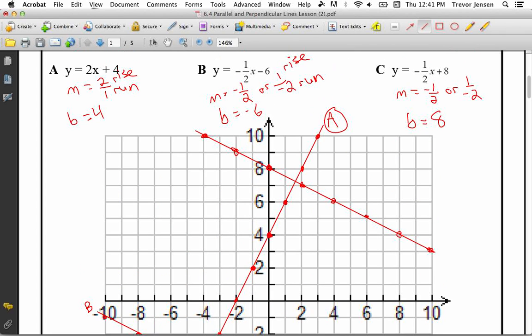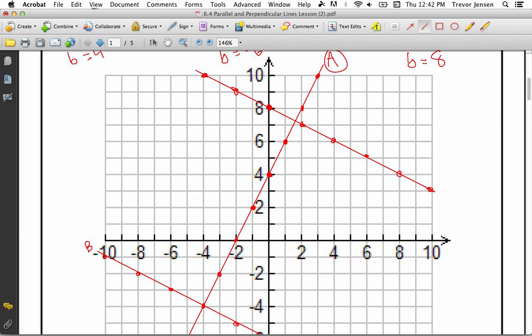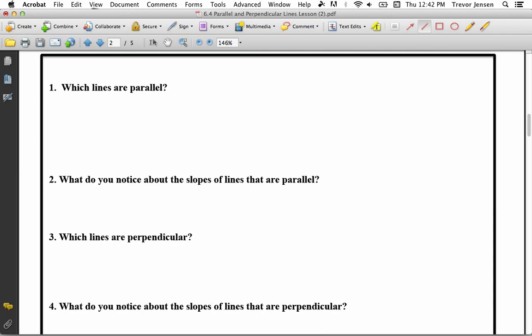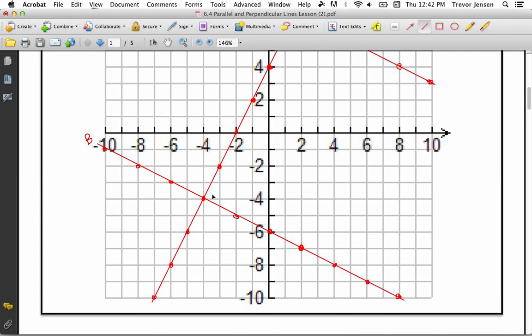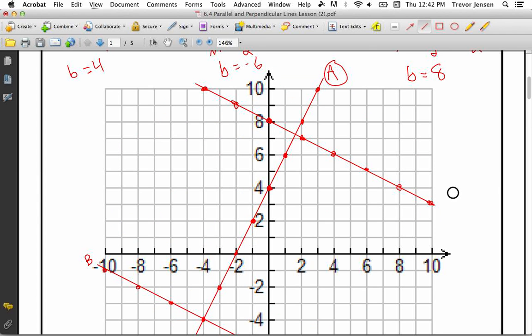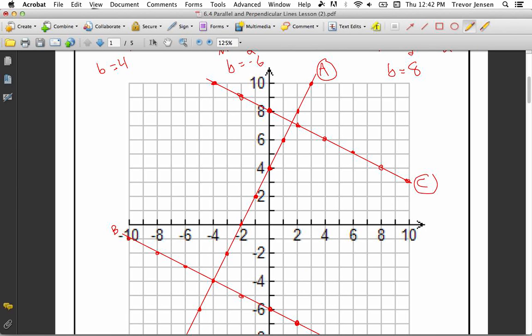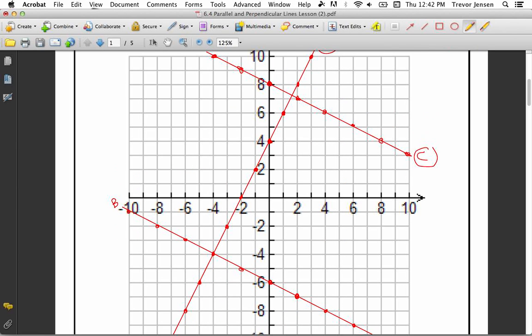So I have my 3 lines. The next question asks which lines are parallel. So which of these 2 lines, this is line C. Which of the 2 lines on this graph, I'll zoom out so you can see them all, are parallel? When I say parallel, I mean which 2 lines on this graph will never meet. If I keep drawing them forever, which 2 lines will never meet?